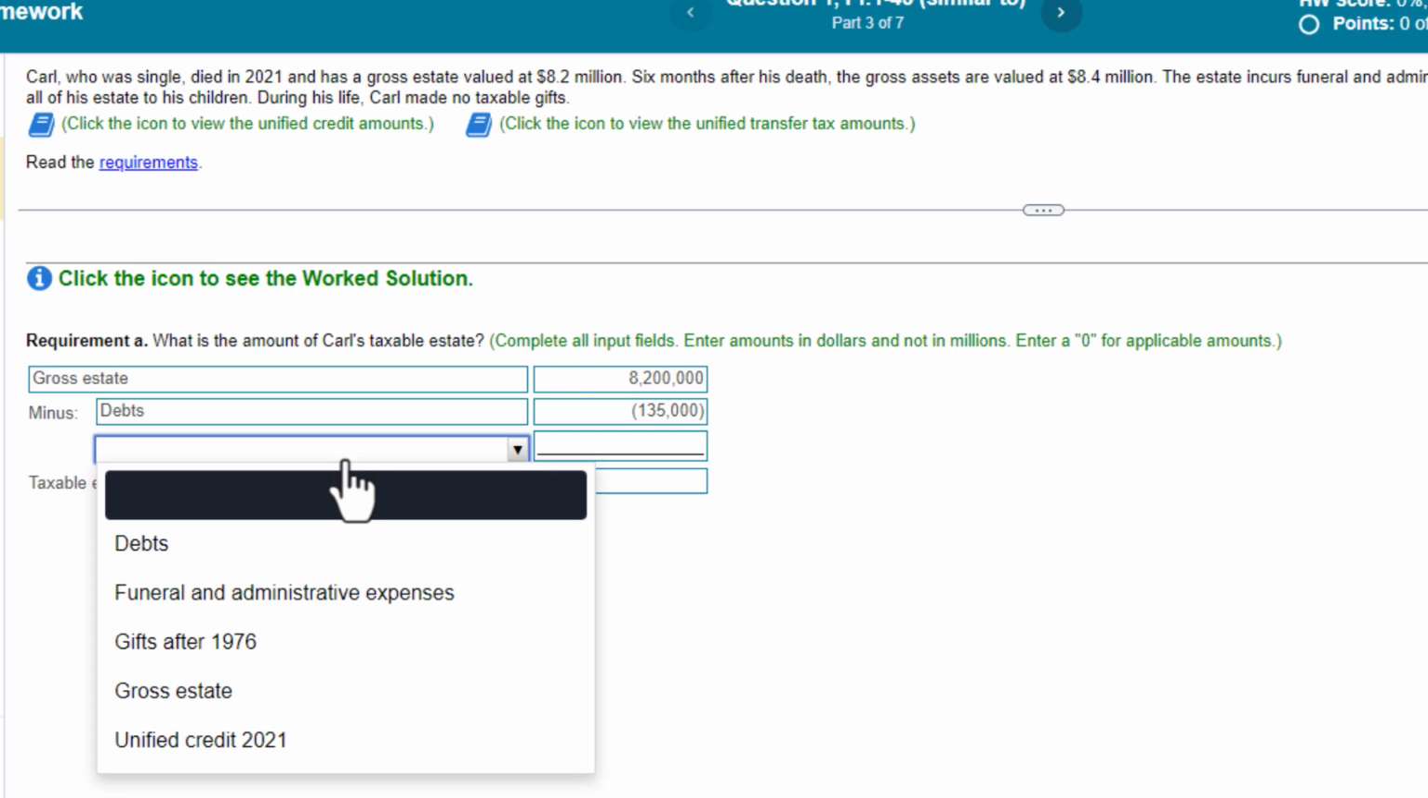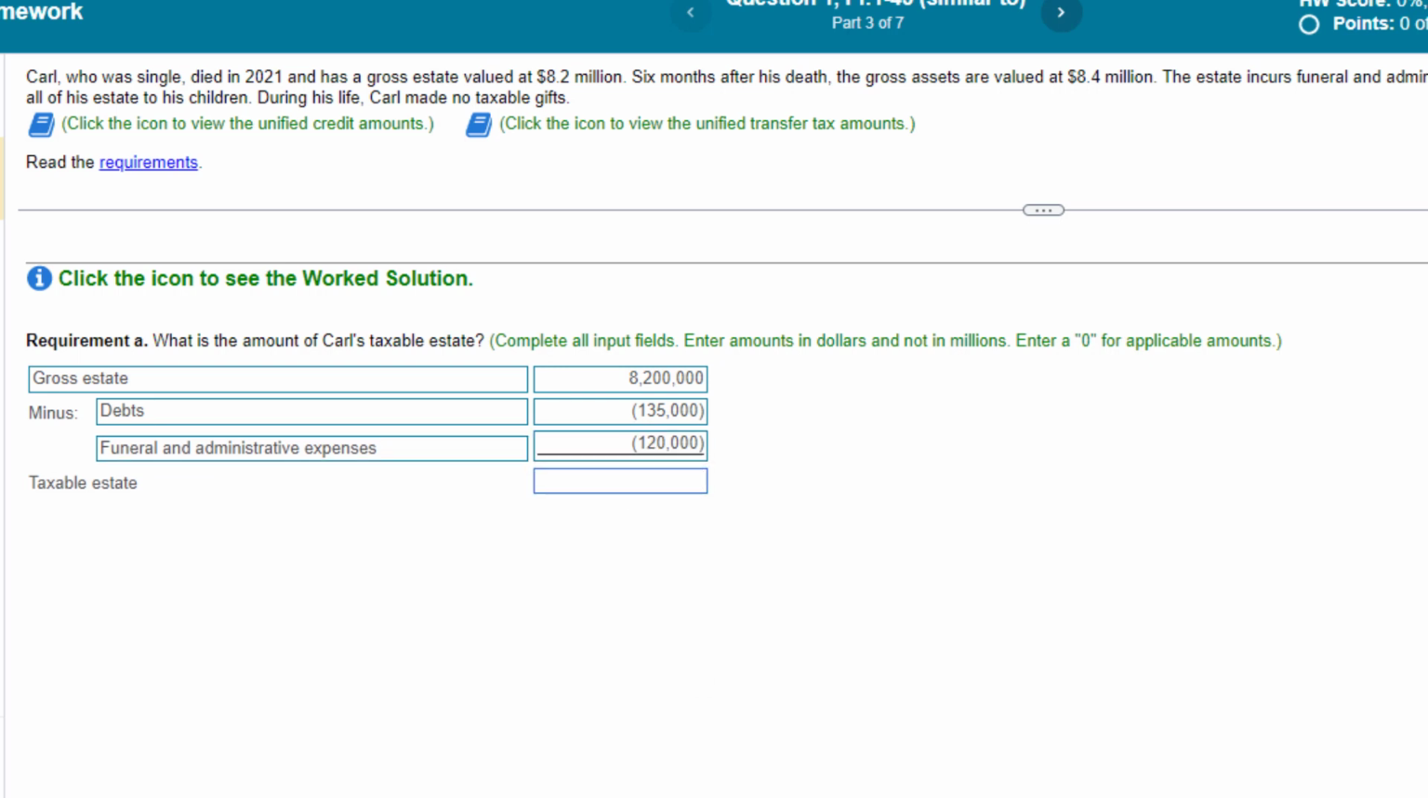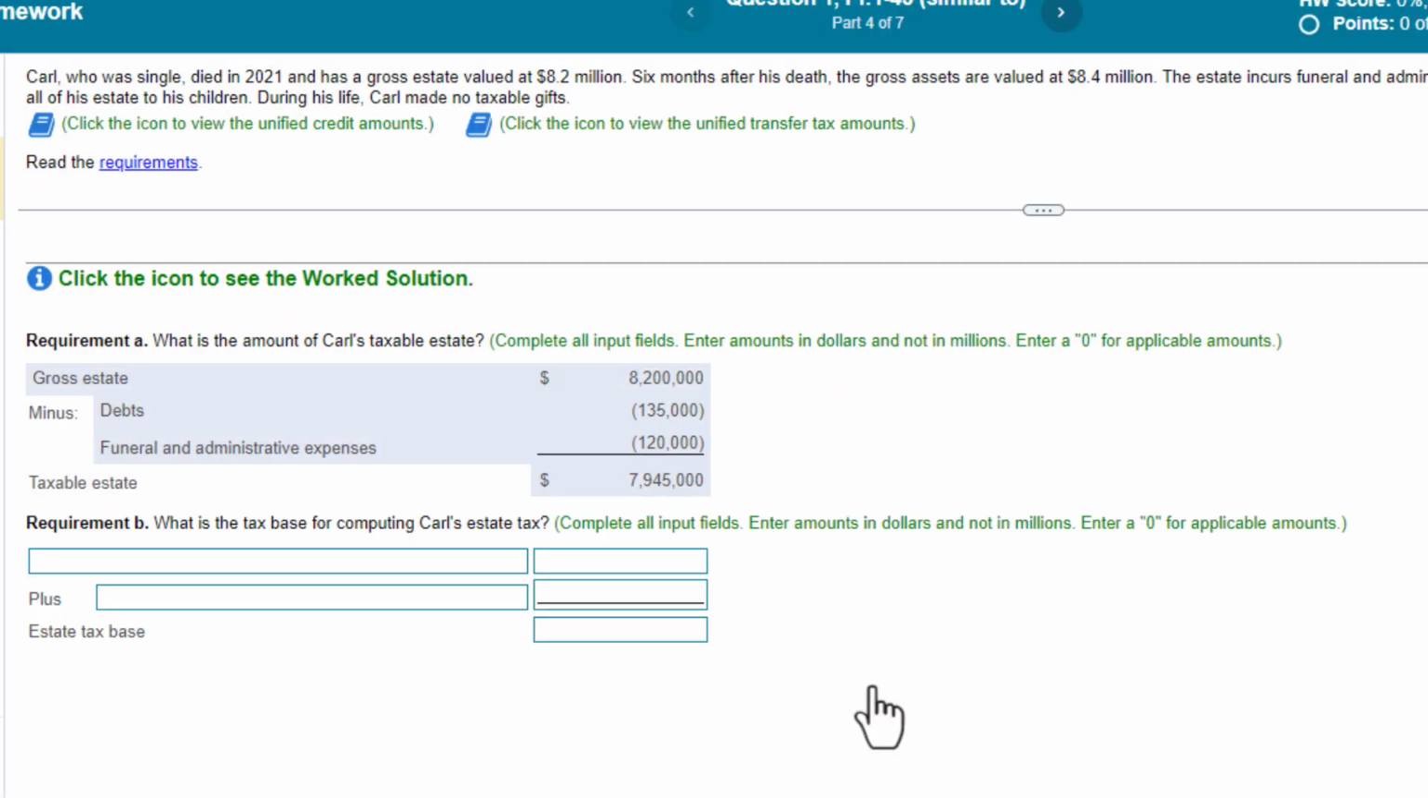The other thing that the estate had to pay for was funeral and administrative costs. So we're going to take that $120,000 out. When we do the math on this, we come up with a taxable estate of $7,945,000. When we check our answers on that, we see that those are all correct.